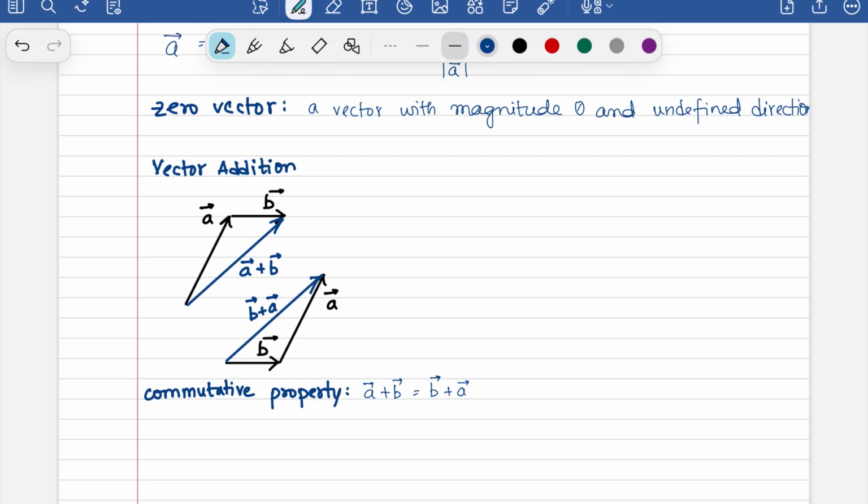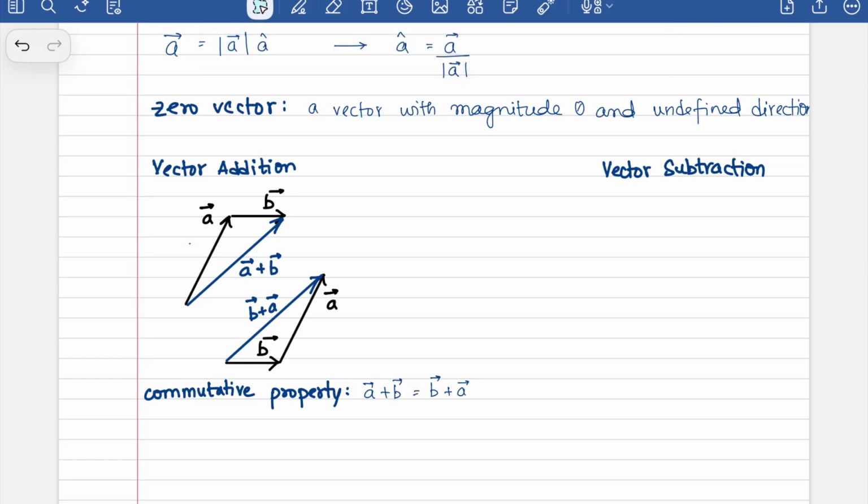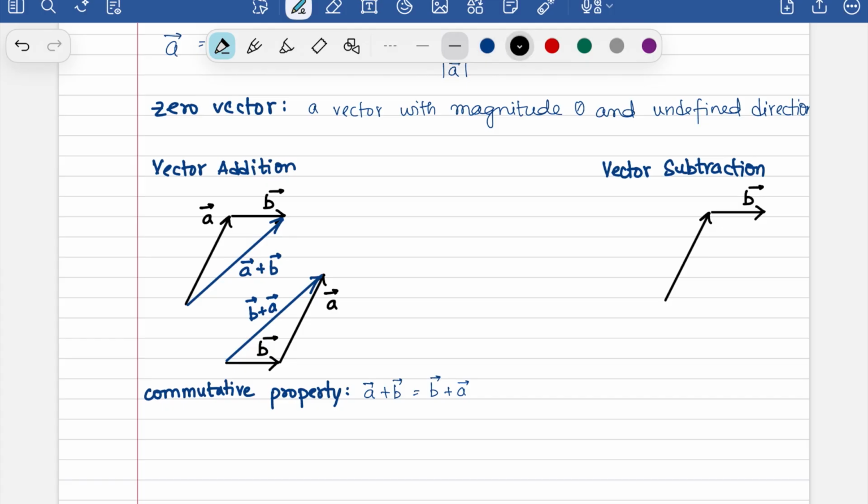And then you have vector subtraction, wherein if you had the same A vector and B vector, but now you wanted to do A vector minus B vector, then you have to draw B vector in the other direction sense, that is in this way. You have the same magnitude and the opposite direction. This here is minus B vector.